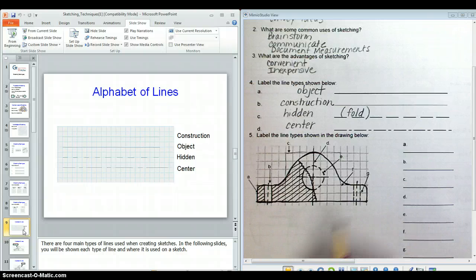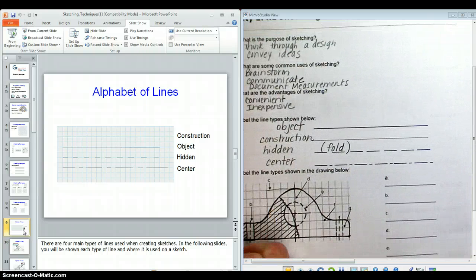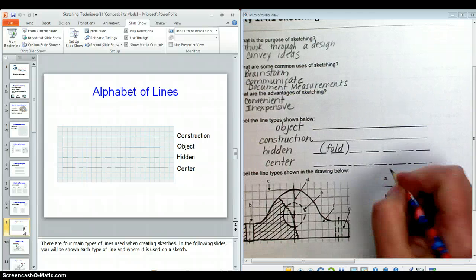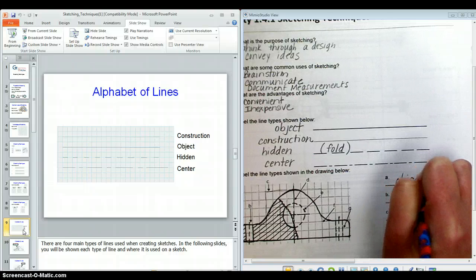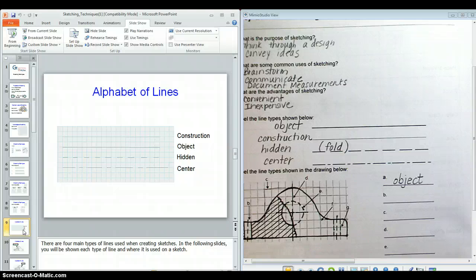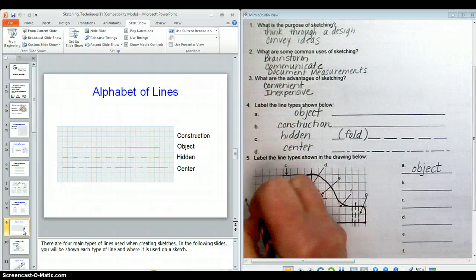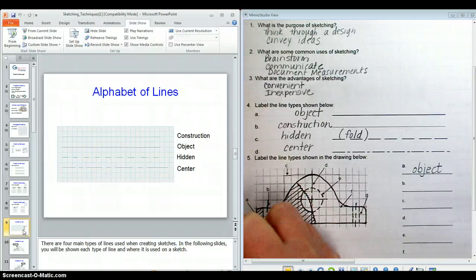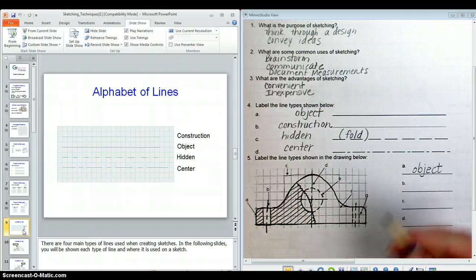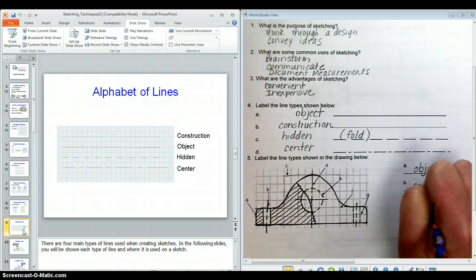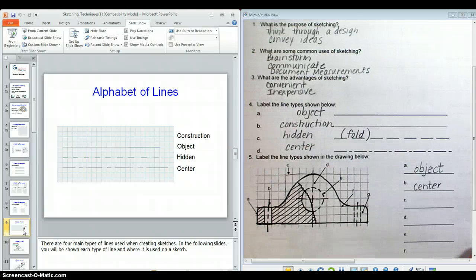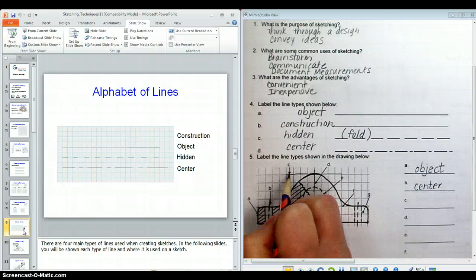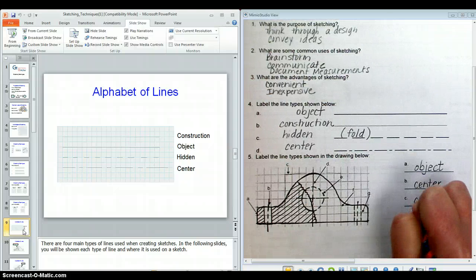Okay, we're back. Let me go through these and let's see how well you did. Letter A, that is a dark line, so that is going to be your object line. B, that one is a little tricky. B is actually going to be a long, short, long, and you can't see that very well, but that is a center line, and it's going through the center of that hole that's going down through there. C is a light colored line. That is going to be a construction line.